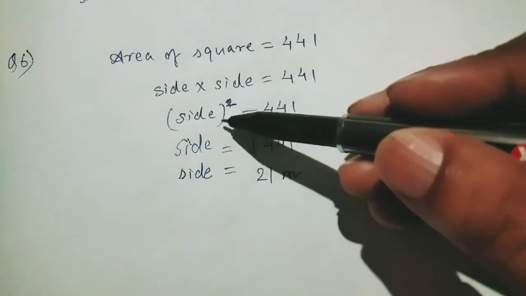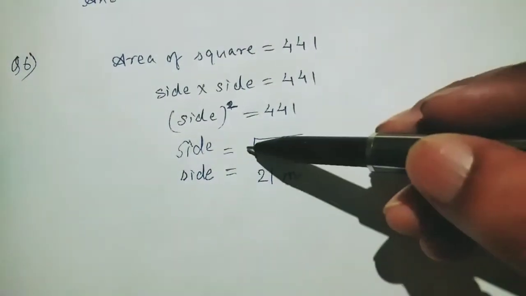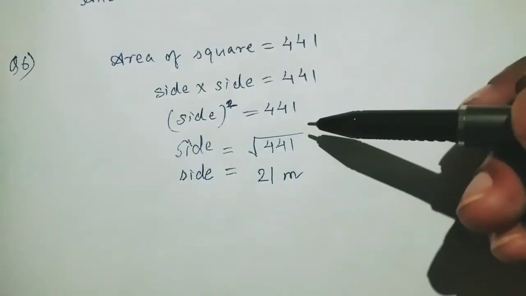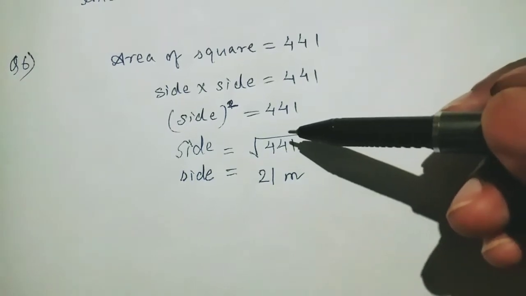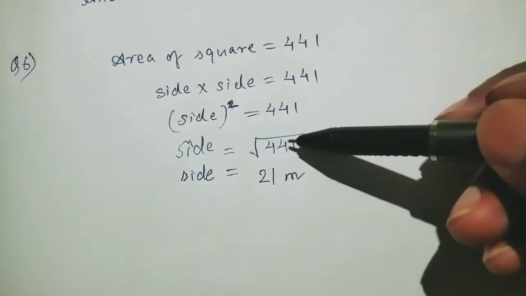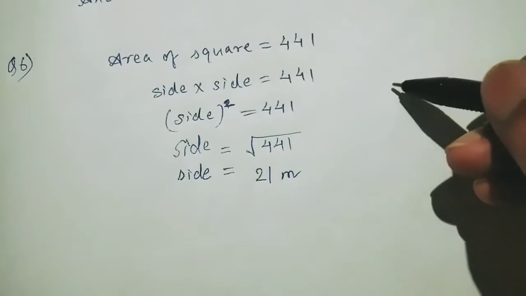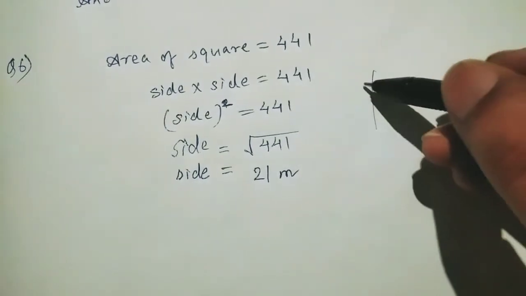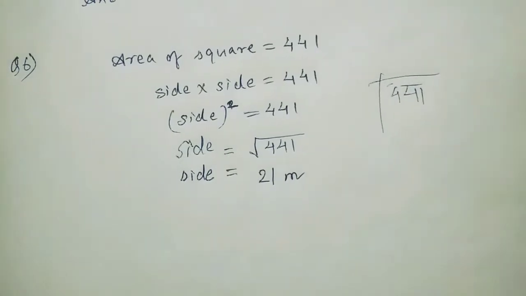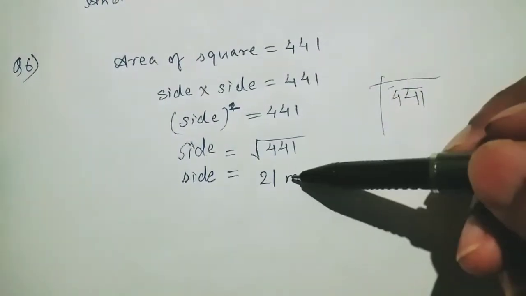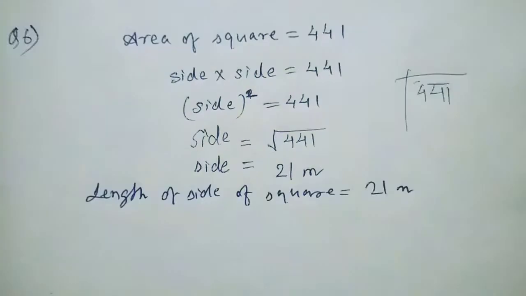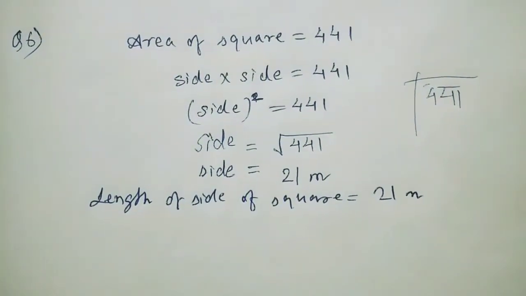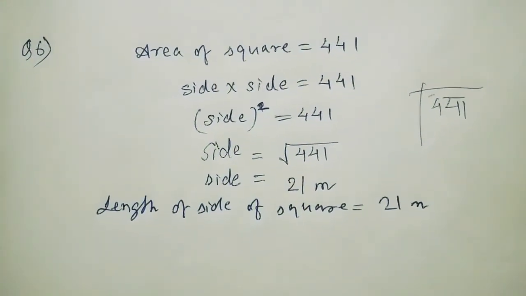So always remember, every time the square will become a square root on the next side. And if you know the square root, then you can directly write it. And if you don't know the square root directly, then you have to find out the square root by the division method like this. Okay, understood? So this is the answer of this question. The length of the side of the square is 21 meter. In this way you have to write last.